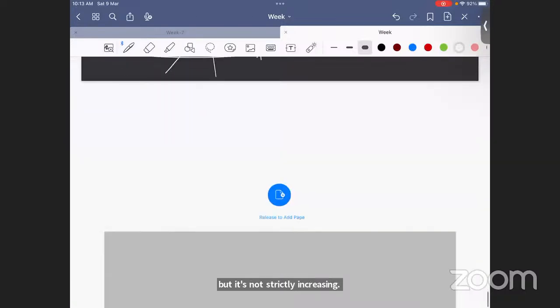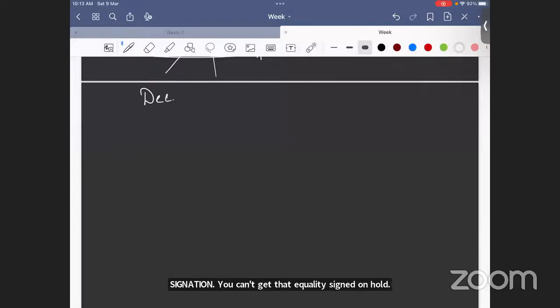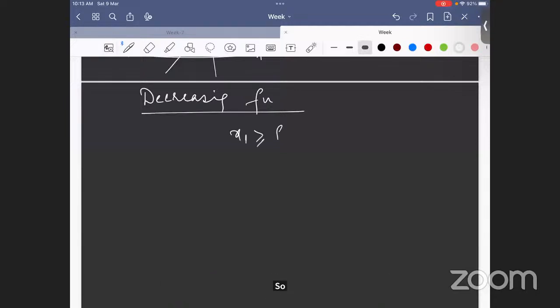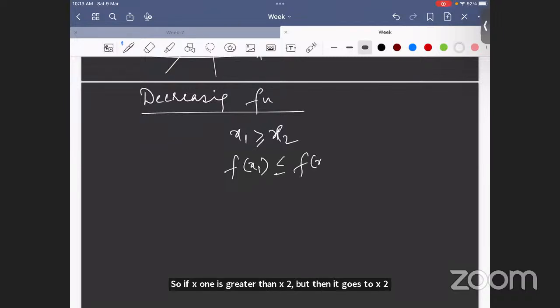The same case holds for the decreasing function. If x1 is greater than or equal to x2, then f of x1 will be less than or equal to f of x2. We have discussed this somewhere in week 4 or 5, so I don't think there will be much difficulty in understanding these topics. Is it fine? Yes, sir.